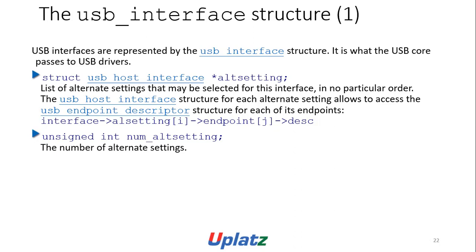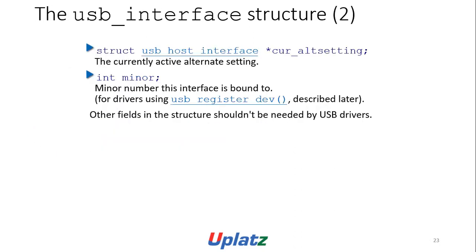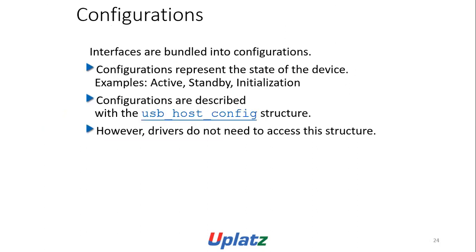unsigned num_altsetting: the number of alternate settings. struct usb_host_interface *cur_altsetting: the current active alternate setting. int minor: the minor number this interface is bound to, for drivers using the USB major number. Other fields in the structure should not be needed by USB drivers.